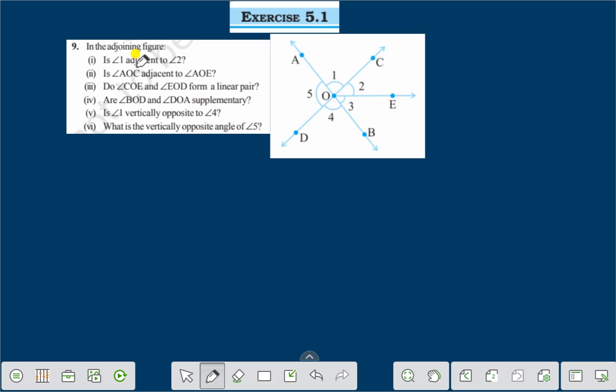Is angle 1 adjacent to angle 2? Here is angle 1, this is angle AOC, and angle 2 is COE. Yes, they are adjacent because they have a common arm OC, and OA and OE are the other non-common arms, and this common arm is between OA and OE, right? That we can say.